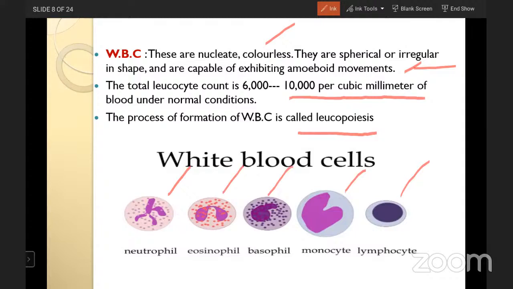Okay, I repeat once again. WBC means the colorless cells, otherwise white blood corpuscles. They are spherical in shape, and the total leukocyte count is 6,000 to 10,000 per cubic mm of blood under normal conditions. The process of formation of WBC is called leukopoiesis. These are the types of WBCs present in our blood. Now let us go for the details.